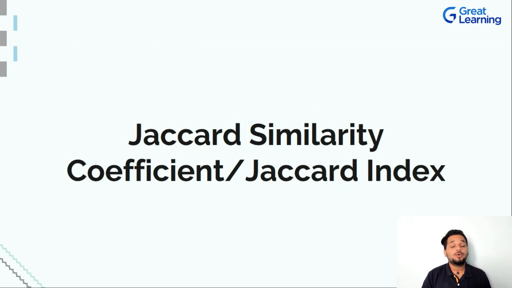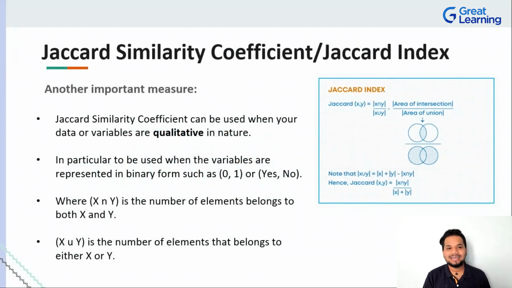Now we're done with that, we can take a look at the next one, which is the Jaccard similarity coefficient, also called the Jaccard index. So whenever someone talks to you about the Jaccard similarity coefficient or Jaccard index, understand that it's one and the same thing, right? It can be used whenever you have your data or variables, but in this case, instead of quantitative data, here we'll have qualitative data, right?